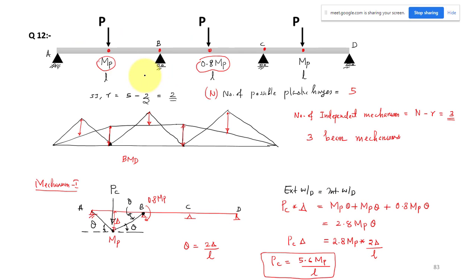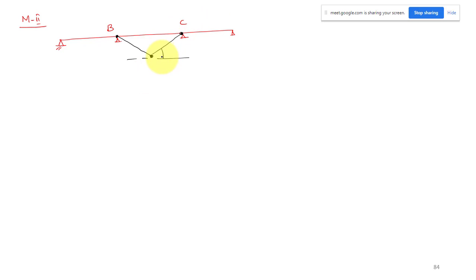This angle is theta. All these angles are equal, theta. And here we have the collapse load, the load PC. In the other span there is no mechanism and no failure, so we are not taking the work done by the other forces. Here also we have some force, but there is no mechanism, so there is no displacement actually. So we are only considering the failure of the span BC.